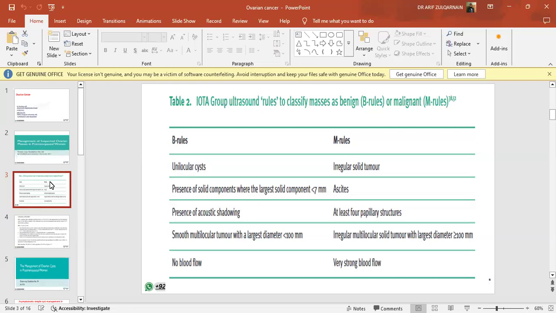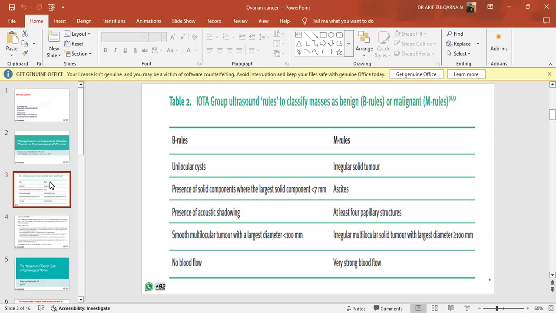If it is having an irregular solid tumor, it is more in favor of malignant. And the other B rules are presence of solid components where the largest solid component is less than 7 millimeter. Okay, solid components are present, but the largest solid component is less than 7 millimeter, and there is presence of acoustic shadowing. The tumor is smooth multilocular with the largest diameter less than 100 millimeter or 10 centimeter. Okay, and there is no blood flow on Doppler.